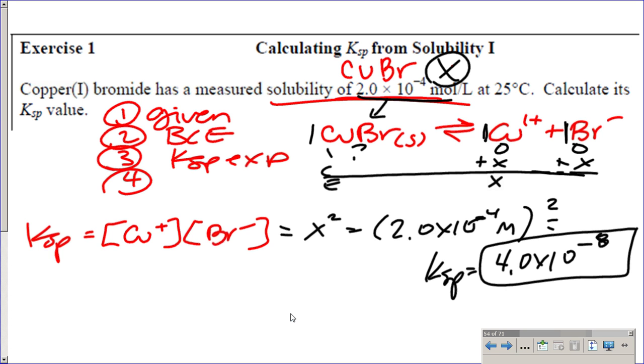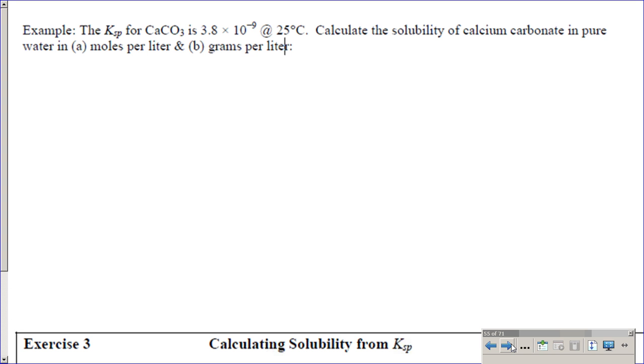Cool. I'm just going to keep walking us through these because if you have it and you're familiar, let's not try too many. Let's just do what we've done.